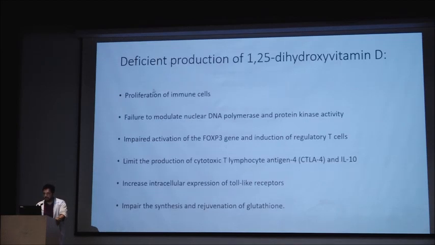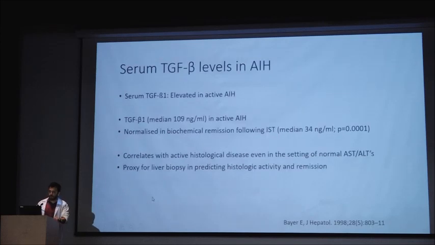How does a deficient production of vitamin D lead to the proliferation of the immune cells? It basically causes the failure to modulate the DNA polymerase and the protein kinase activity. There is an impaired activation of the regulatory T cells. There is a limited production of CTLA4 and IL-10, and there is an increased expression of TLR, and there is an impaired synthesis and rejuvenation of the glutathione, causing oxidative stress.